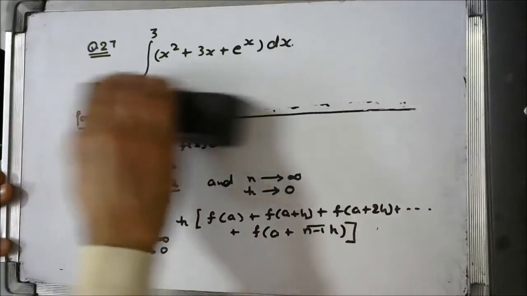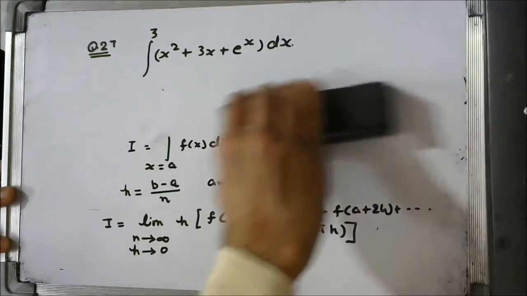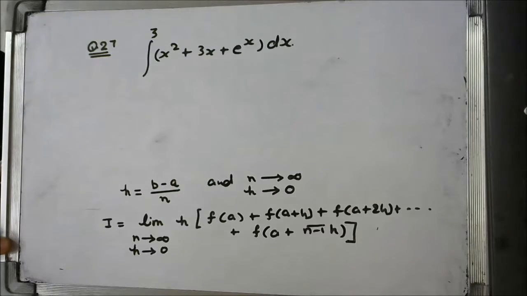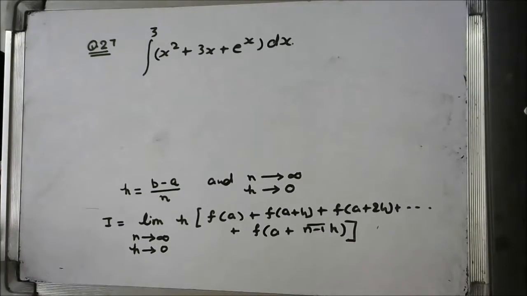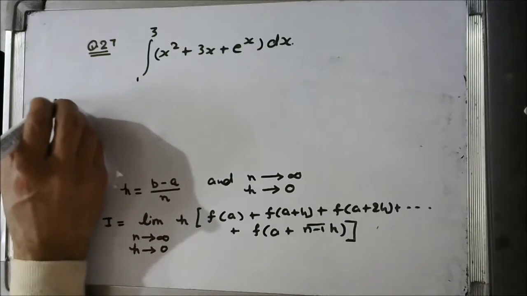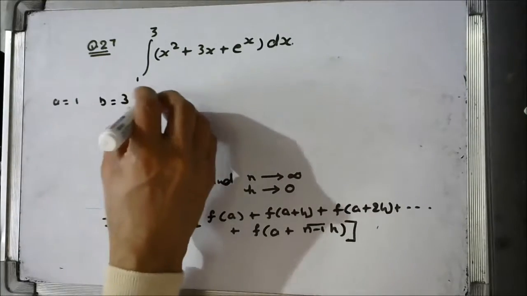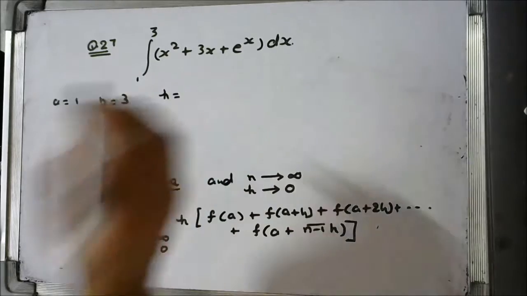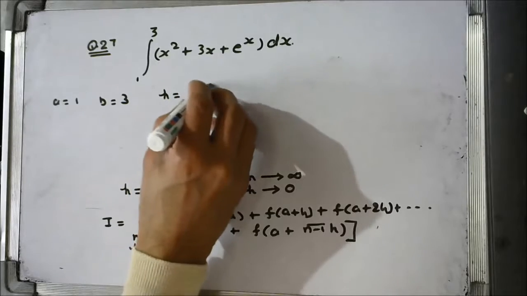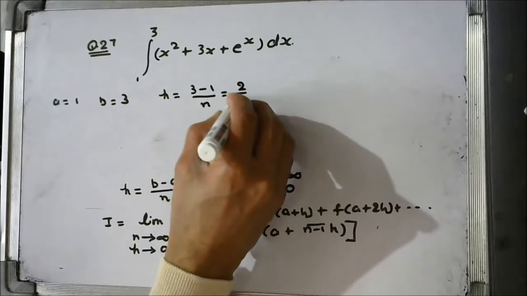So in the given question, a is 1, b is 3. So h, which is the step size for the intervals, becomes (b minus a) divided by n, that is 2 by n.